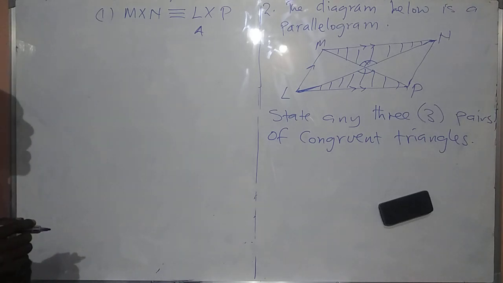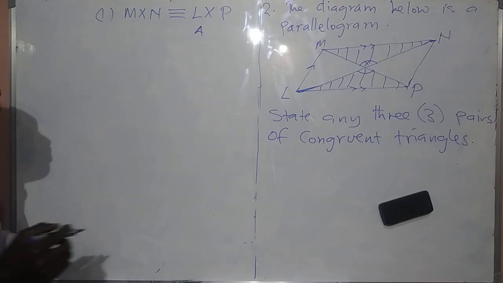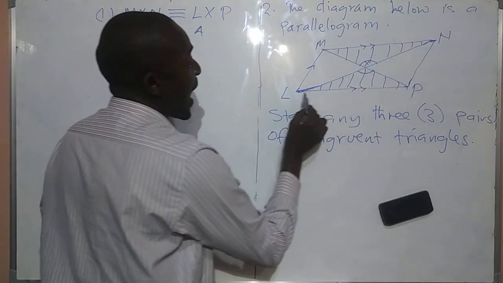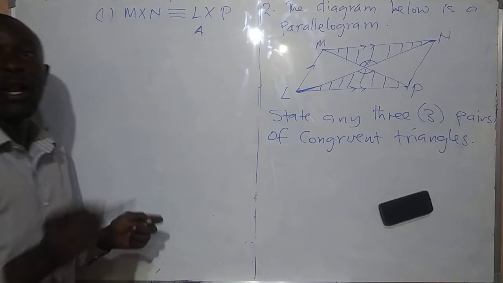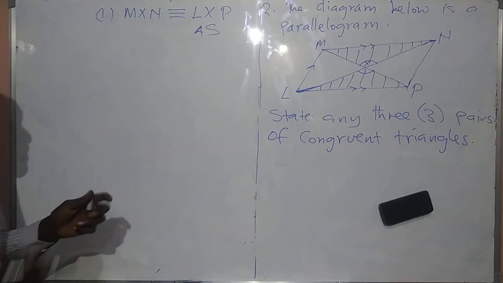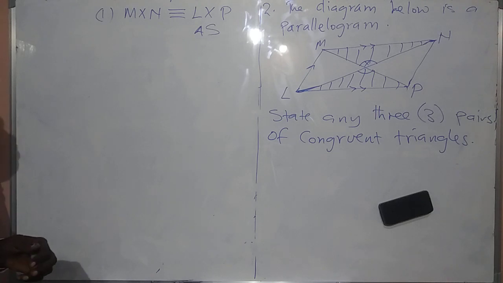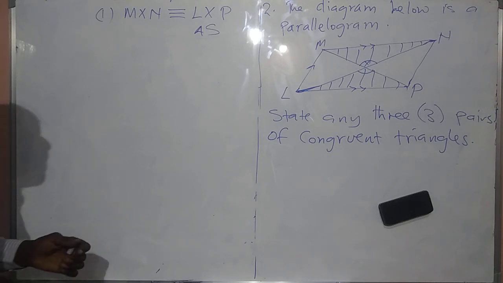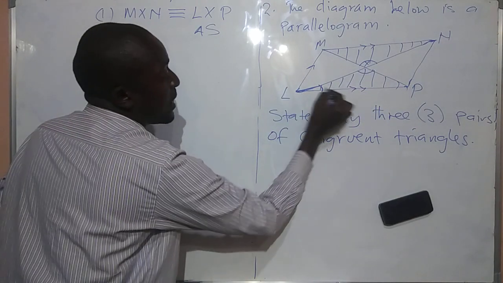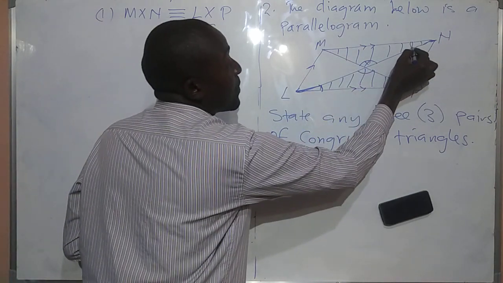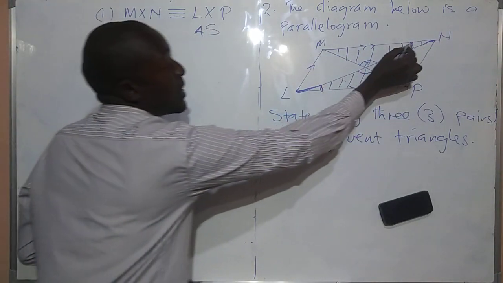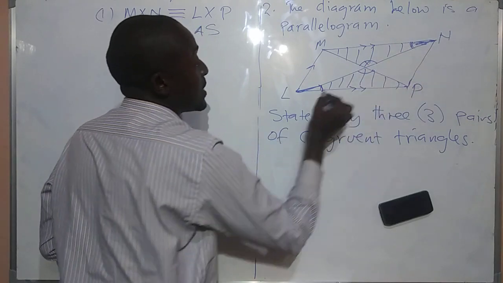Not only that, because it's a parallelogram, we know that MN and LP have equal length. So we have one side that is the same. And then we can also tell the other angles that are equal. This angle here, NLP, is equal to MNL. So this angle here is equal to this one.